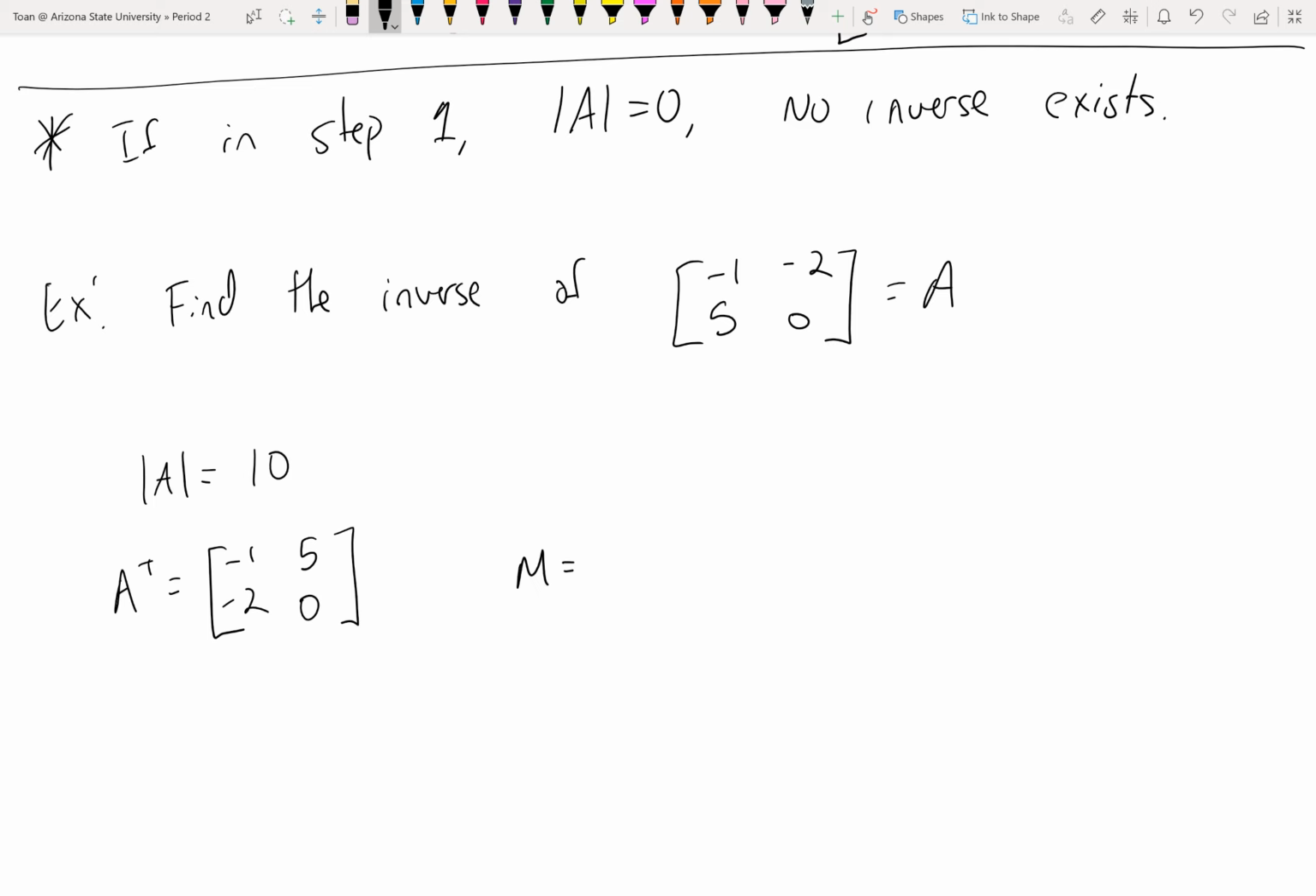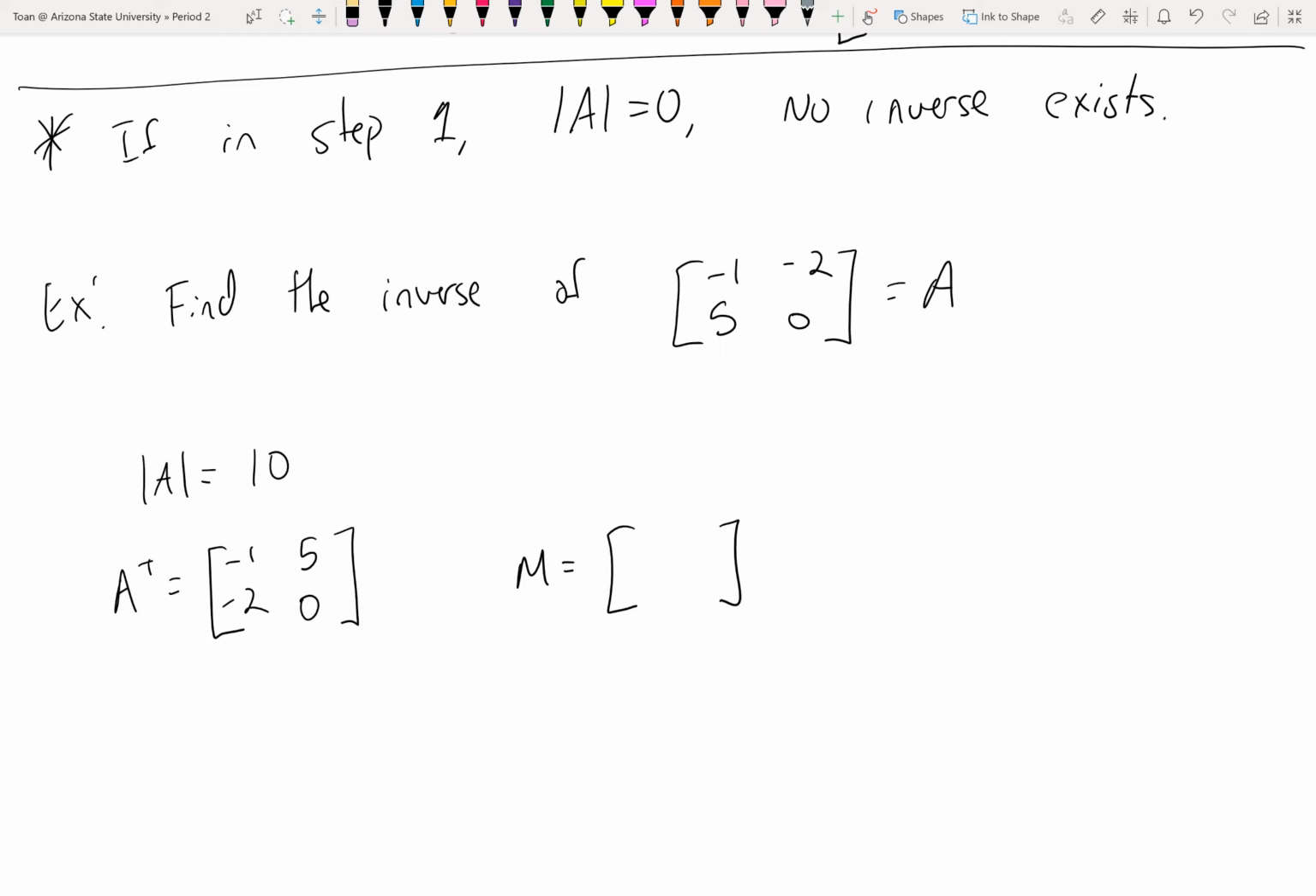Make your minor. That's just deleting a row and a column. But this should be super easy for a 2x2 because for the top left corner, if I delete the row and delete the column, there's only one number left. How do you know the determinant is equal to 10? Because to find the determinant, you do crisscross subtract. So what's -1 times 0? 0. Minus, what's -2 times 5? -10. 0 minus a -10 is a positive 10.